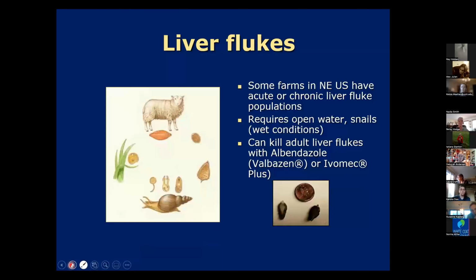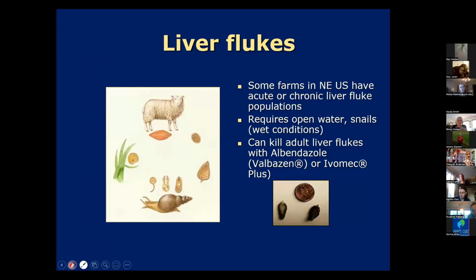So let's talk about liver flukes. There's 3 kinds of liver flukes, and they're in the liver. And some farms in the Northeast have acute or chronic liver fluke populations. And if they're in your area, that's not good. You'll need to watch for them and treat for them. It does require water, or at least very damp conditions, and snails.